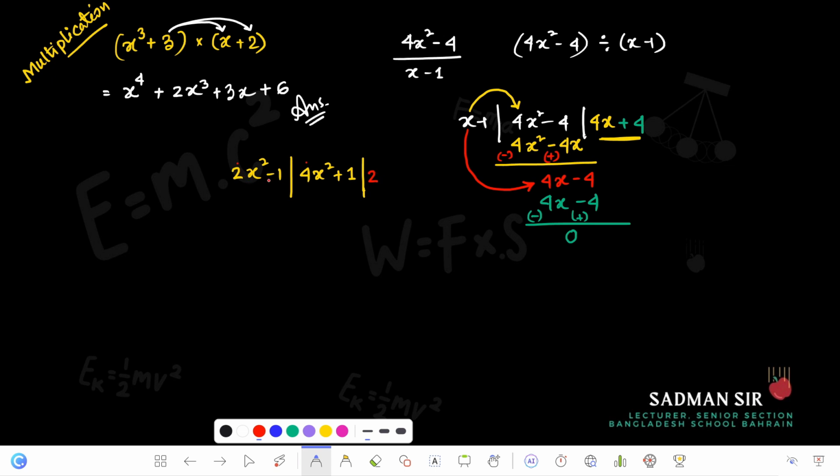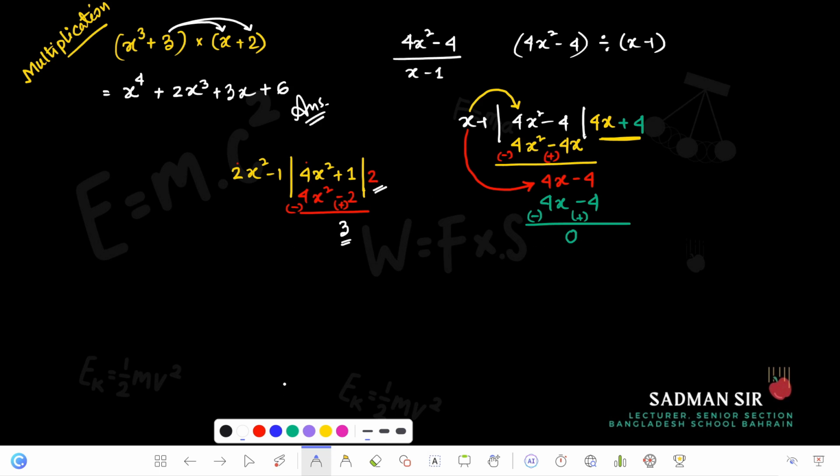Okay, so 2 into 2x², it will give us 4x², and then 2 into −1, it gives us −2. So when we are subtracting, the sign will be changed. Okay, so for +4x² − 4x², they will cancel each other, and +1 and +2, it will give us 3. Now the quotient is 2 and the remainder is 3. Okay, so we saw that not always the remainder will be 0.